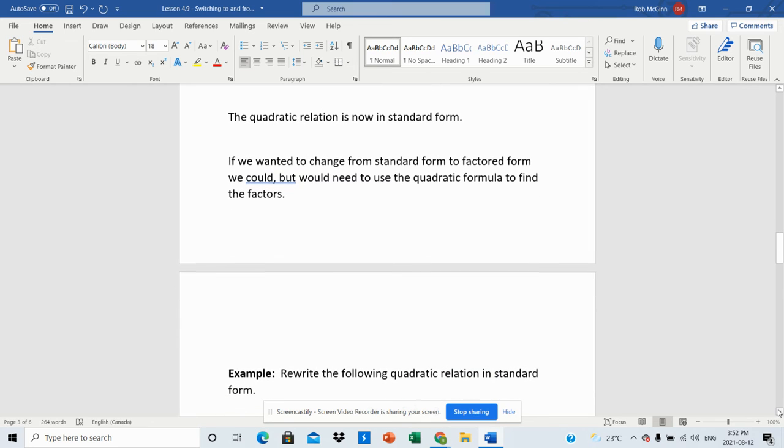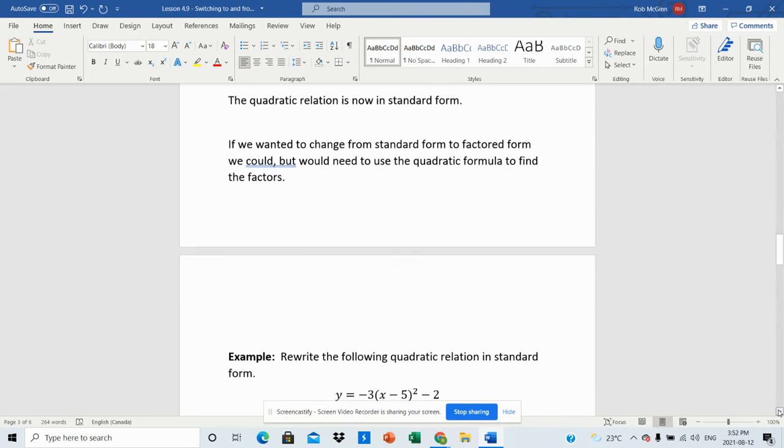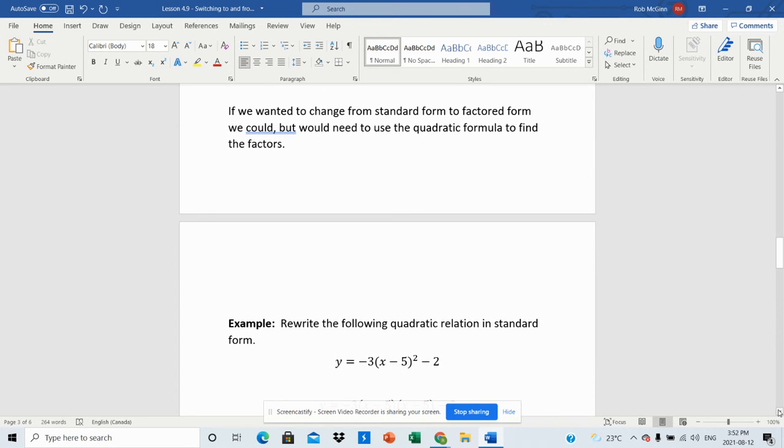All right, let's do one more example here. So we want to rewrite the following quadratic relation in standard form. And we have y equals minus 3 times x minus 5 squared minus 2. So I encourage you at this point to pause the video, try this one on your own, and then restart the video to see if you got it right.